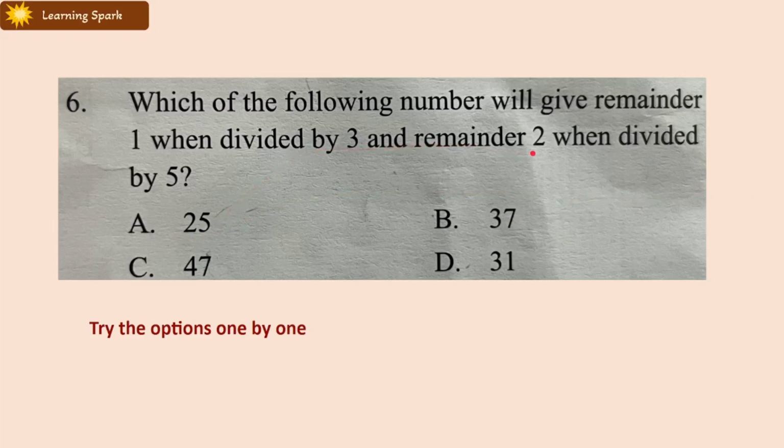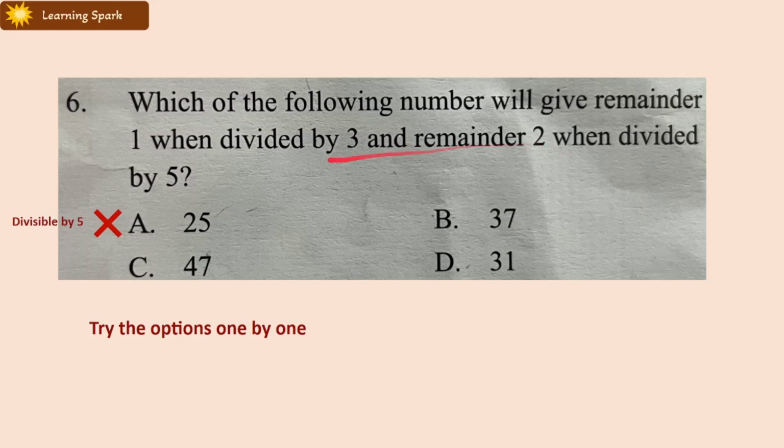25 can be divided by 5, so it doesn't give a remainder of 2 when divided by 5, right? So 25 is not the correct option. It is divisible by 5. Okay, let's take the second one. The second one is 37. 37 is not divisible by 3, but 36 is divisible by 3. So when we divide by 3, 1 will be the remainder, right? Because 3 into 12 equals 36, and then 1 will be the remainder.